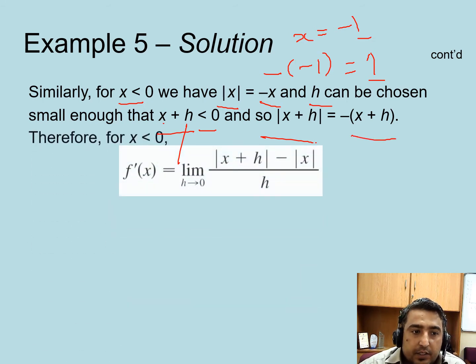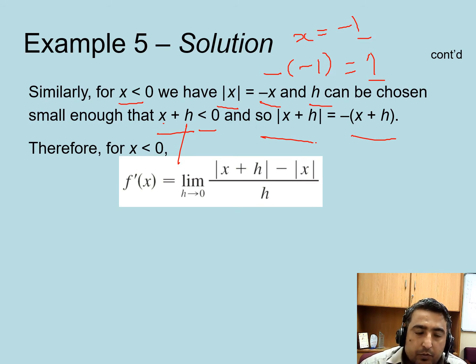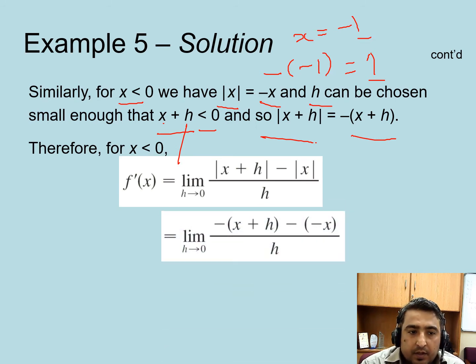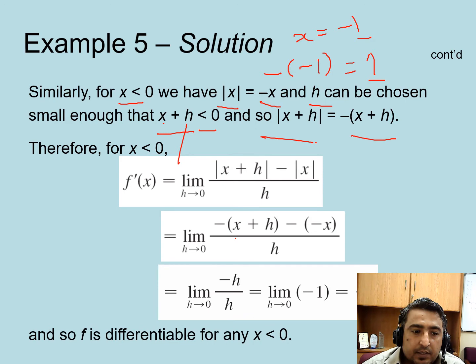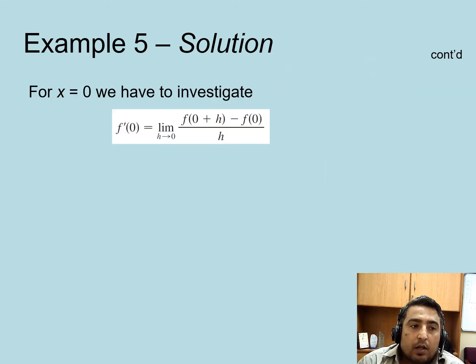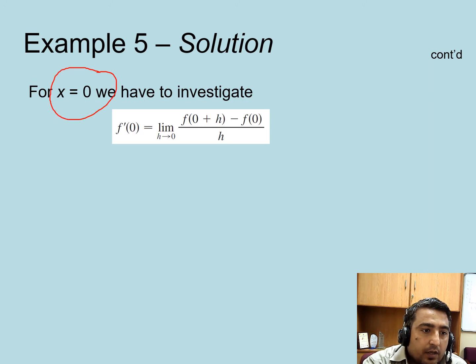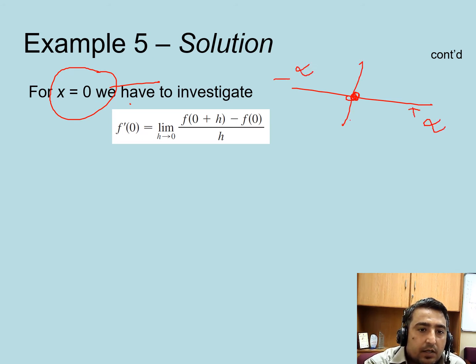Now in this limit problem to find the derivative, this modulus is replaced with minus, and simplification gives us minus 1. So it is also differentiable. The limit exists. f is also differentiable for x less than 0. Now the only point remaining on this real line, with positive infinity on this side and negative infinity on this side, is the point 0. So let's check at 0.